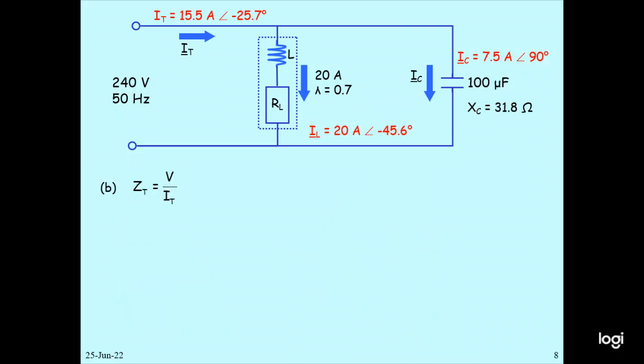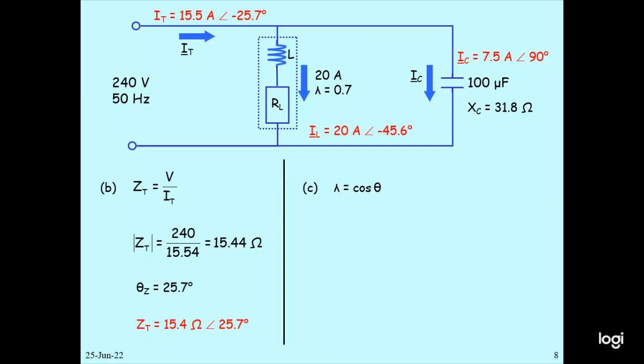In this case, you already know that the total current IT is 3.5 ampere at minus 25.7 degrees, IC is 7.5 ampere at 90 degrees, and IL is 20 ampere at minus 45.6 degrees. So you also do the calculation. We calculate Z equal to V divided by IT. So 240 divided by 3.5 gives the impedance, with angle theta Z of 25.7 degrees.